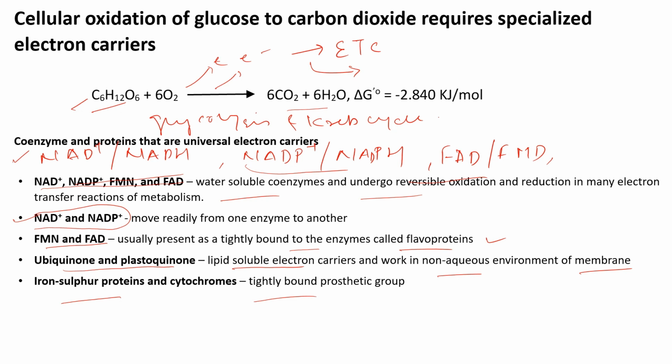FMN and FAD remain tightly bound to the enzymes called flavoproteins. Ubiquinones and plastoquinones are lipid-soluble electron carriers and hence work in the non-aqueous environment of the membrane. Apart from that, two more are iron sulfur proteins and cytochromes. They remain tightly bound as prosthetic groups.